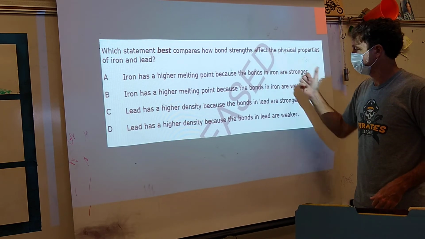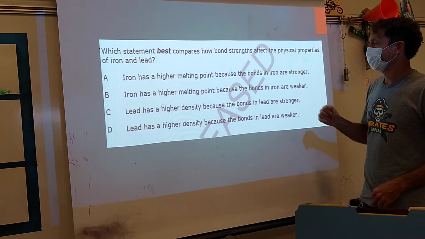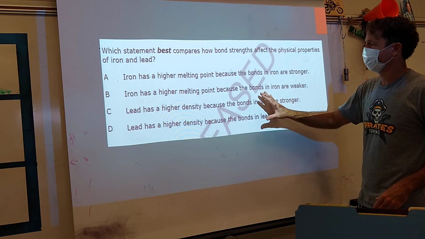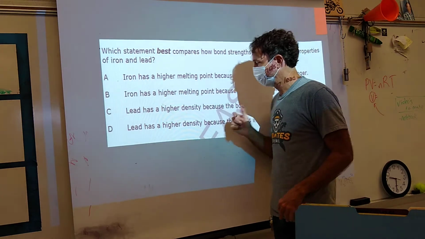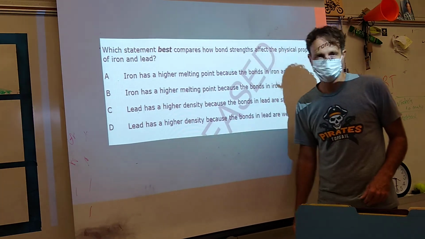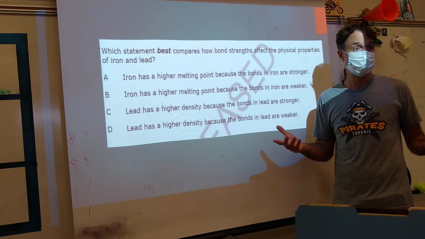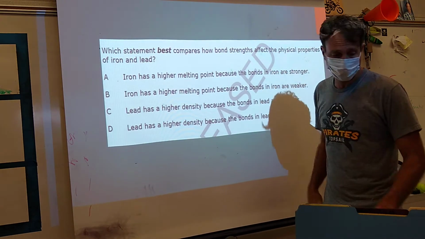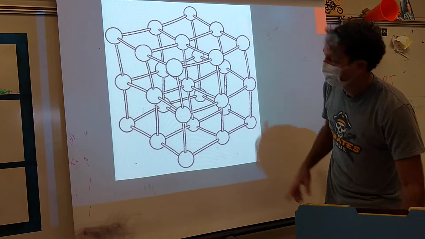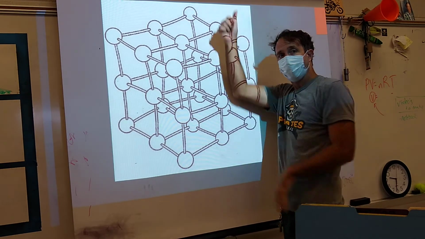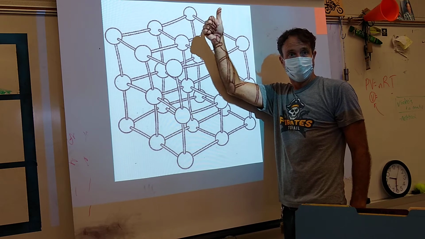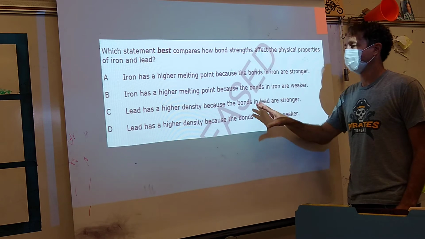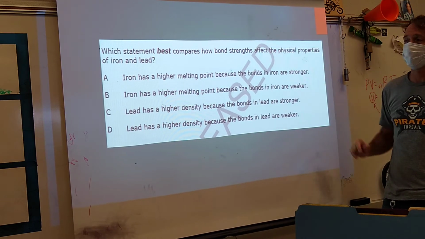The chemical bonds, what do you think the chemical bonds are going to affect? The melting point or the density? What have we been talking about? Have we been talking about density? No. So the stronger these bonds are, right here, the higher the melting point. Does that make sense? So when you look at a question like this, you've already narrowed it down to A or B.